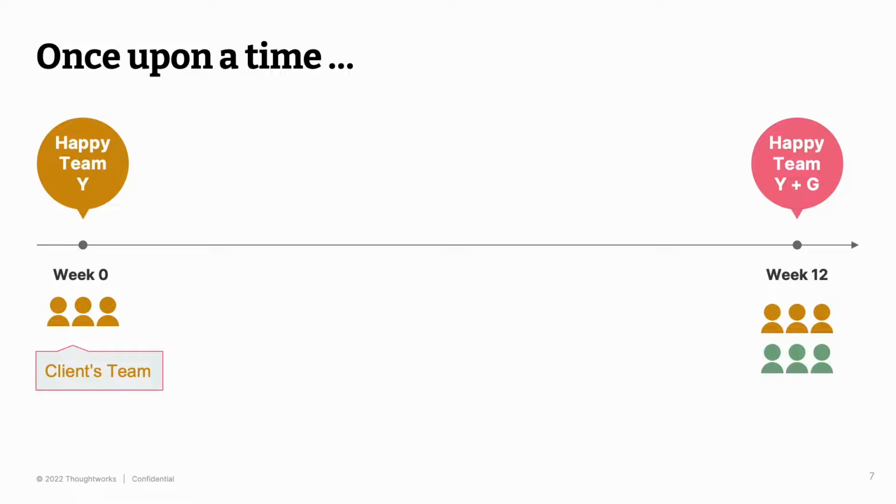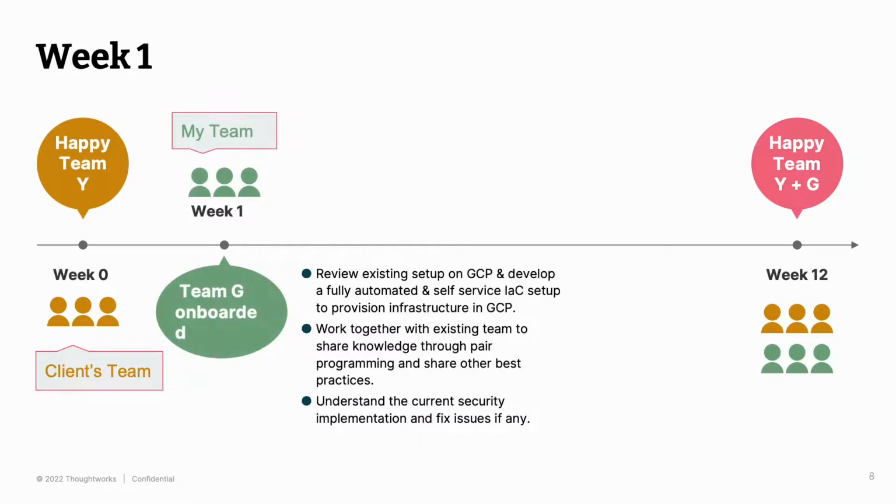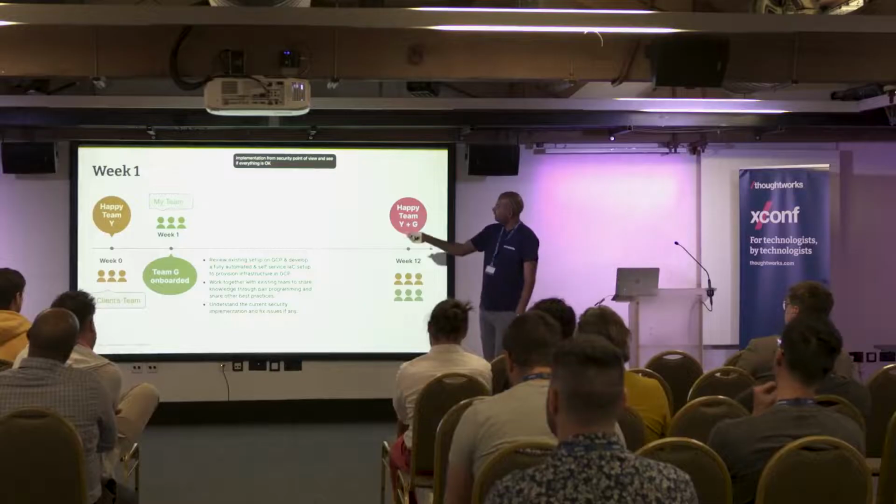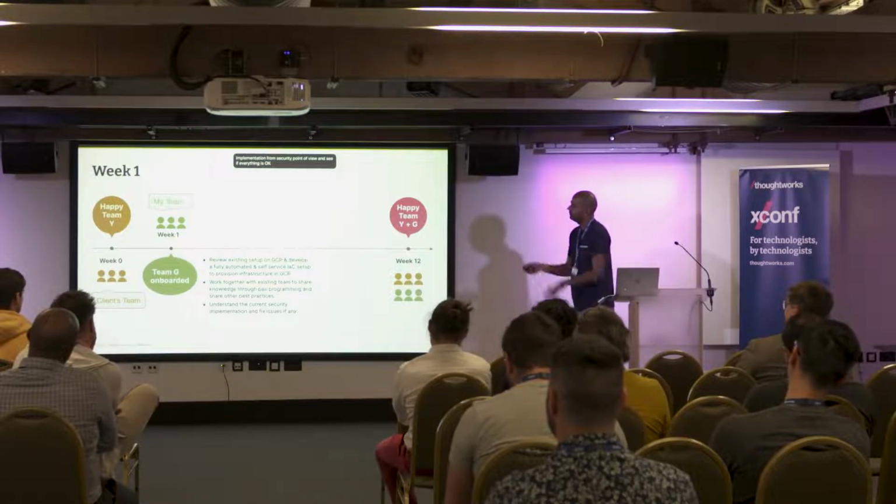By the end of week 1, they were joined by another team. It's my team, a team from Thoughtworks, team G. One of the reasons why this team was hired was that team Y wanted team G to assist them in doing some infrastructure as code. But another thing that they wanted was to help them review the existing implementation from a security point of view and see if everything is okay. And if that's not the case, then see how we can fix it. So that's the main objective of why these 2 teams came together.